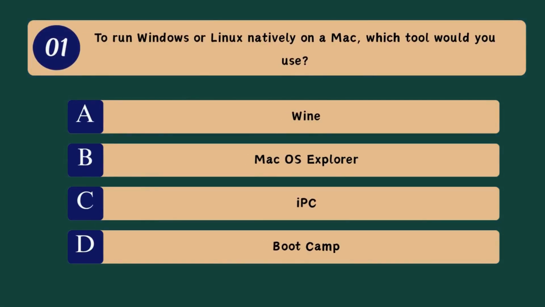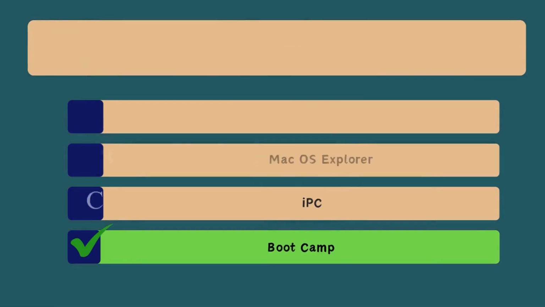Question 1. To run Windows or Linux natively on a Mac, which tool would you use? A. Wine. B. Mac OS Explorer. C. IPC. D. Boot Camp. Correct answer. D. Boot Camp.